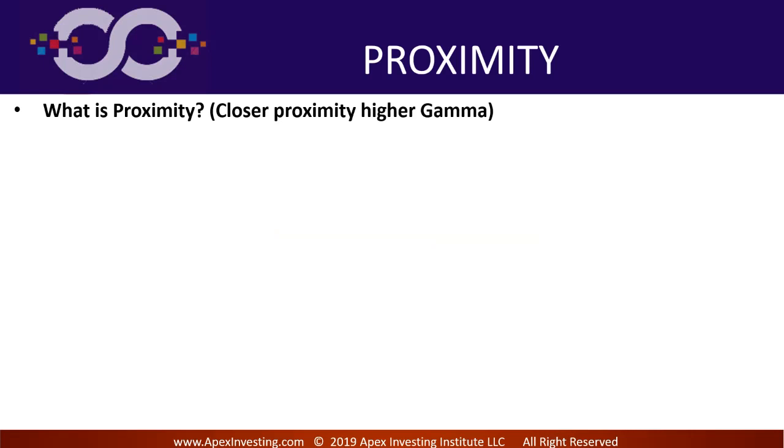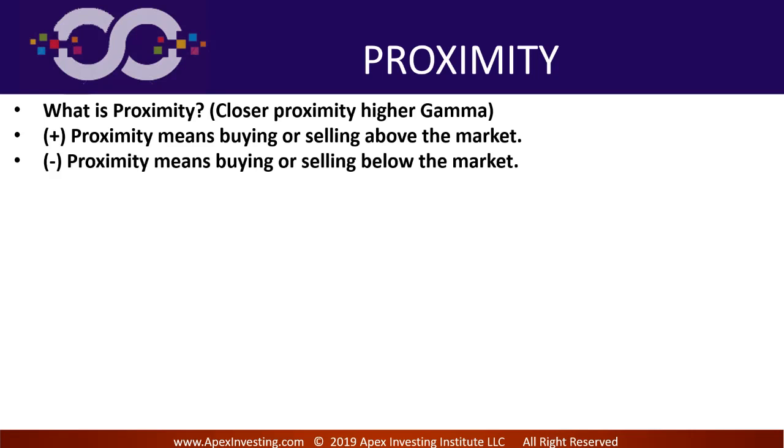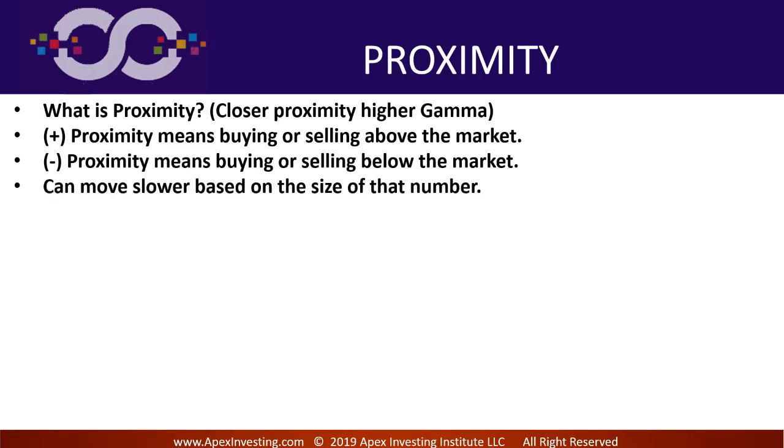So proximity. What is proximity? Well, the closer the proximity is, the higher the gamma is. Remember, the higher the gamma is, the higher the delta is. But what it really comes down to is proximity means you're buying or selling. If it's positive proximity, you're buying or selling above the market. And negative proximity means buying or selling below the market. You'll see that on the scanner itself. And it can move slower based on the size of that number. So the larger the proximity is, the slower the spread price will move. The larger the proximity number is on the scanner, the slower it will move.